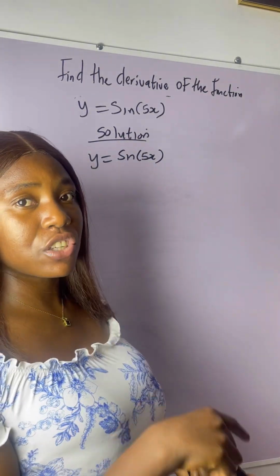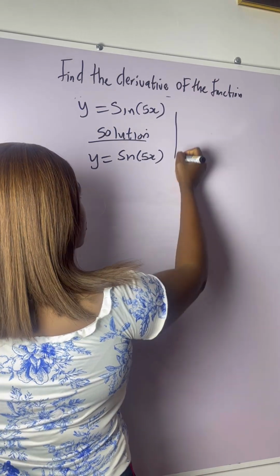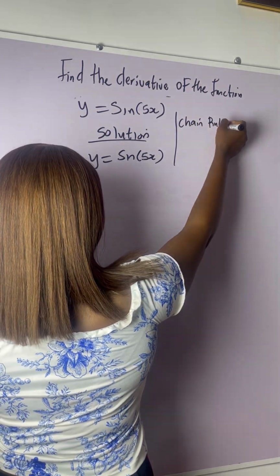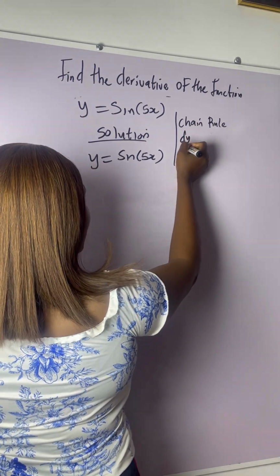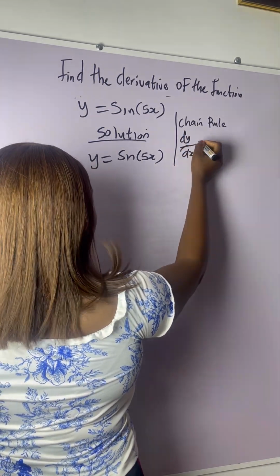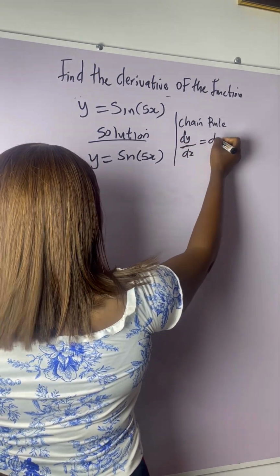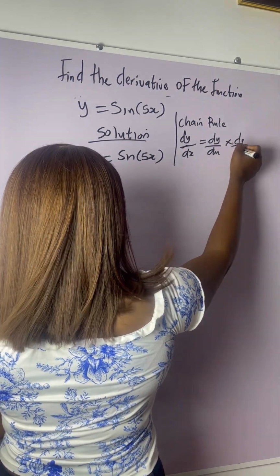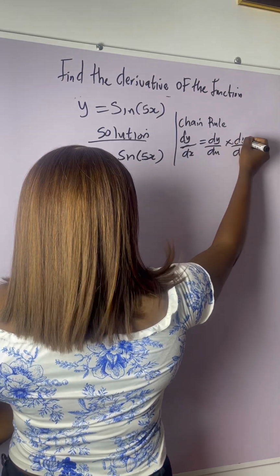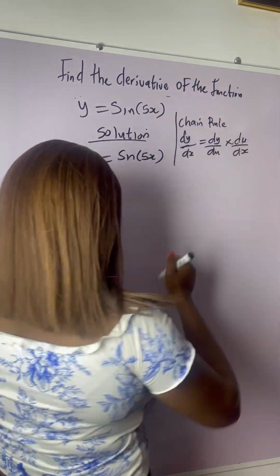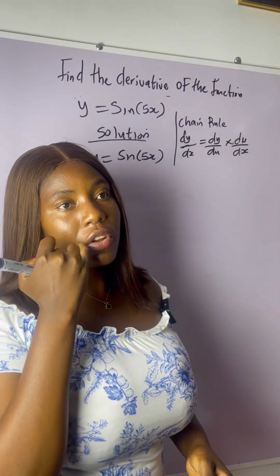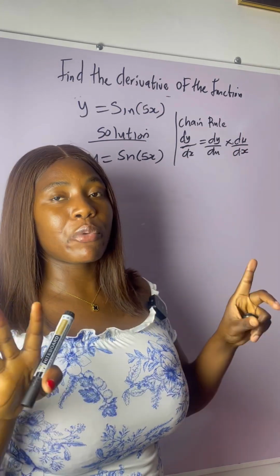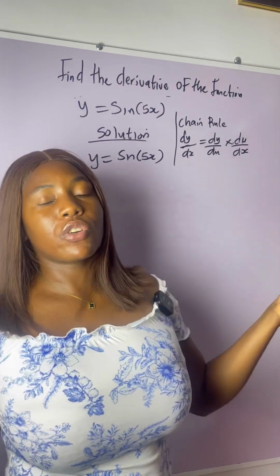So now let's define the chain rule. First things first, always note the formula. The chain rule says that dy with respect to dx is equal to dy with respect to du multiplied by du with respect to dx. Now let's find dy/du and du/dx. That's going to help. Whenever we know our dy/du, we're also going to solve it.